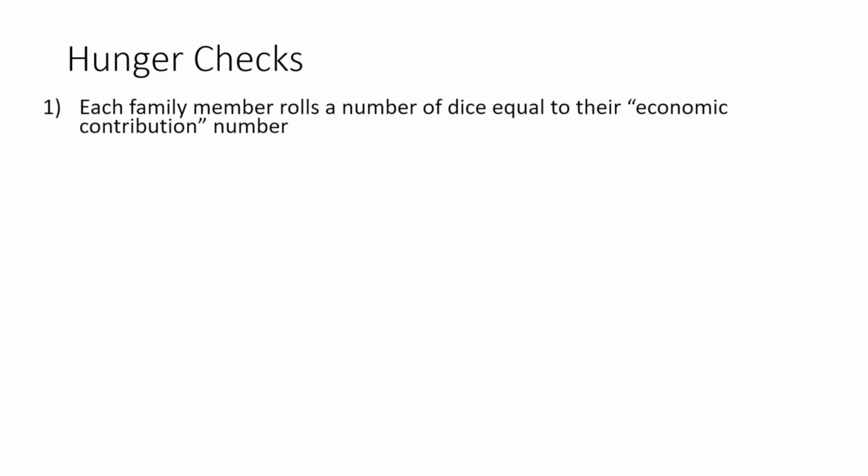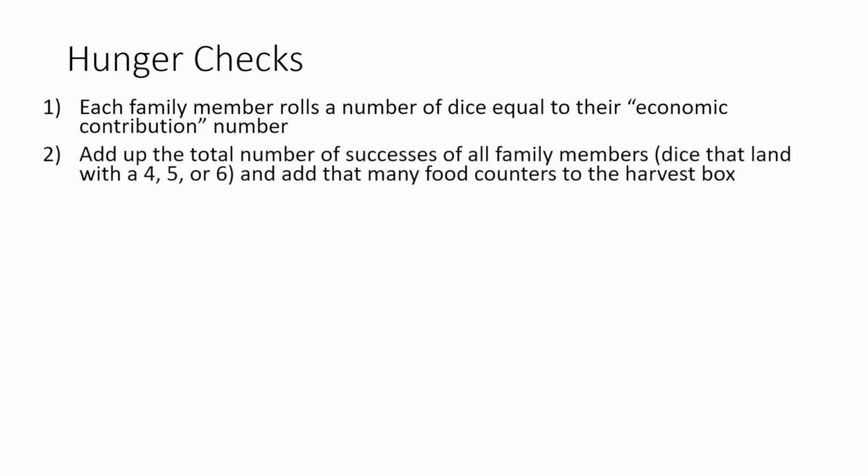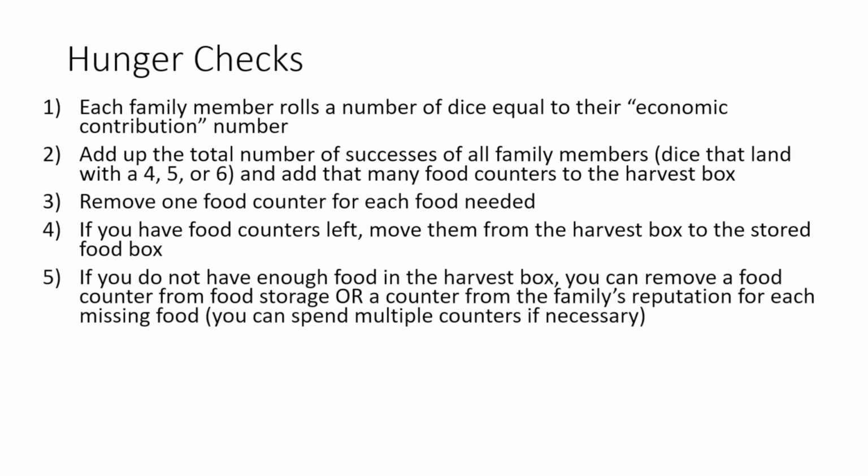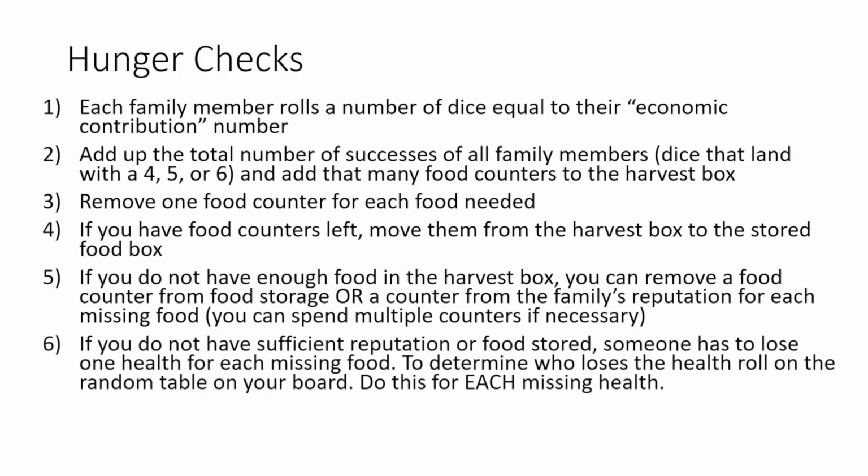It's now time for a hunger check. Each family member rolls a number of dice equal to their economic contribution number. You would add the total number of successes of all family members and add that many food counters to the harvest box. Remove 1 food counter for each food needed. If you have food counters left, move them from the harvest box to the stored food box. If you do not have enough food in the harvest box, you can remove a food counter from food storage or a counter from the family's reputation for each missing food. If you do not have sufficient reputation or food stored, someone has to lose 1 health for each missing food. Determine who loses the health by rolling on the random table on your board, and you do this for each missing health. If anyone dies, let me know.